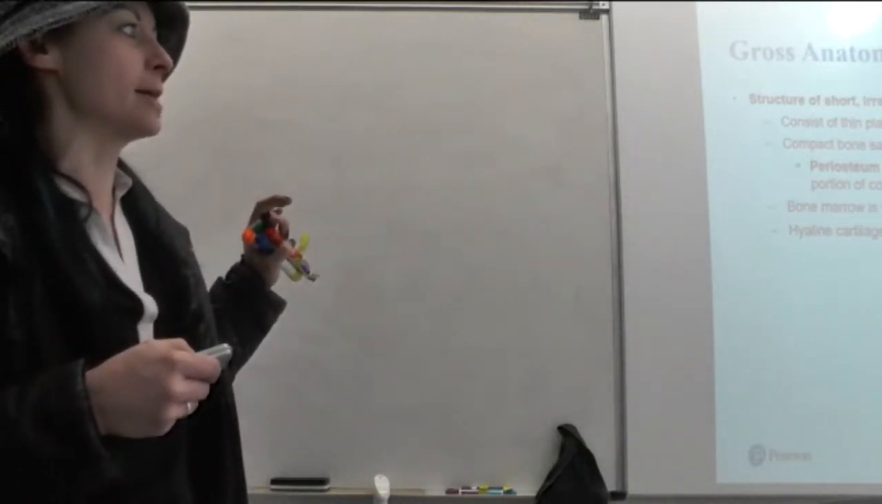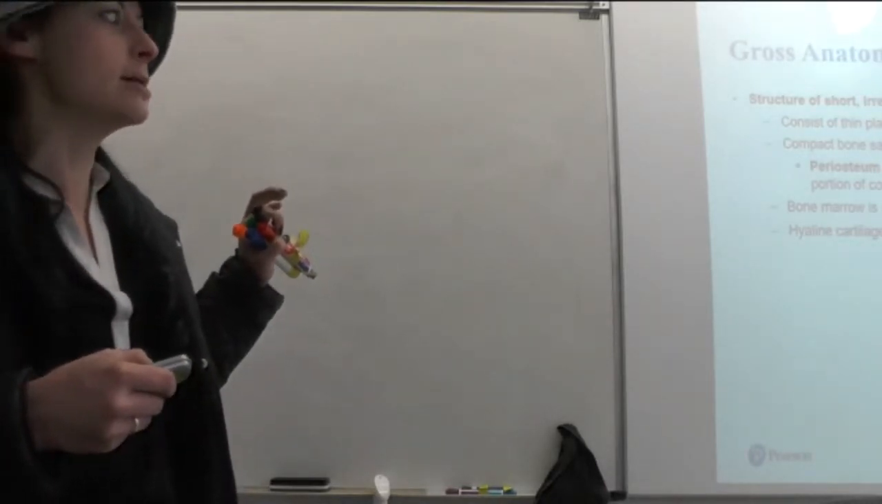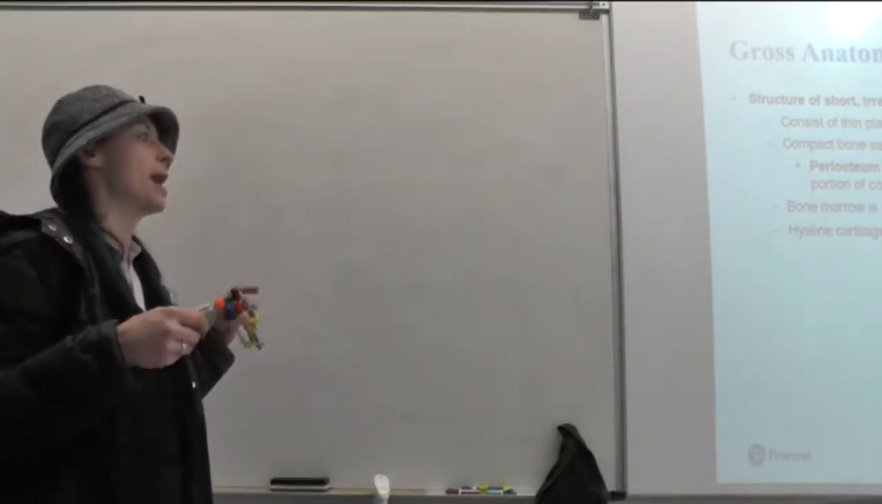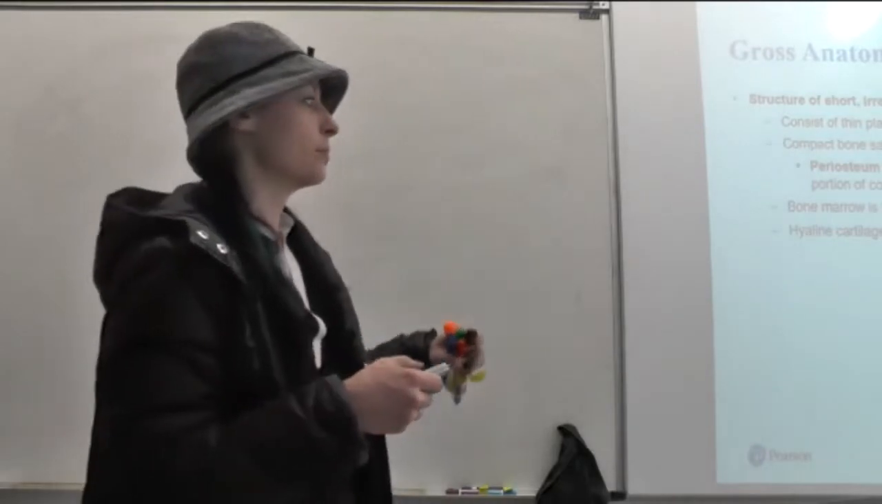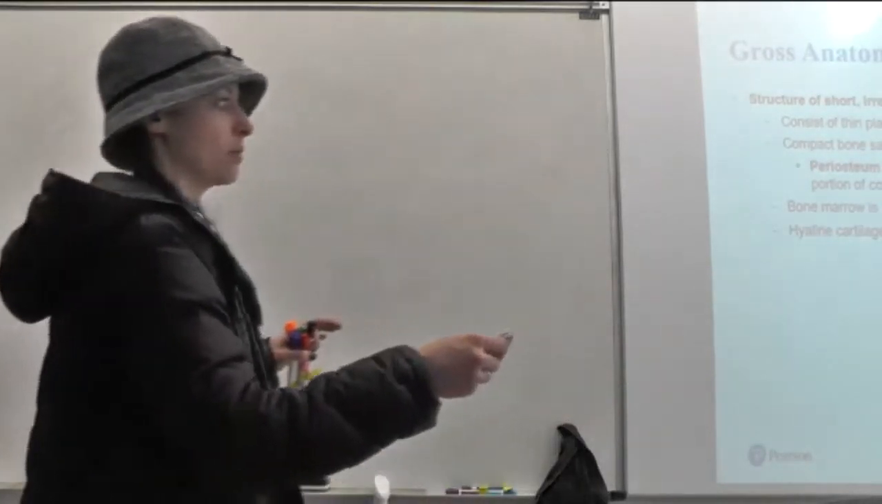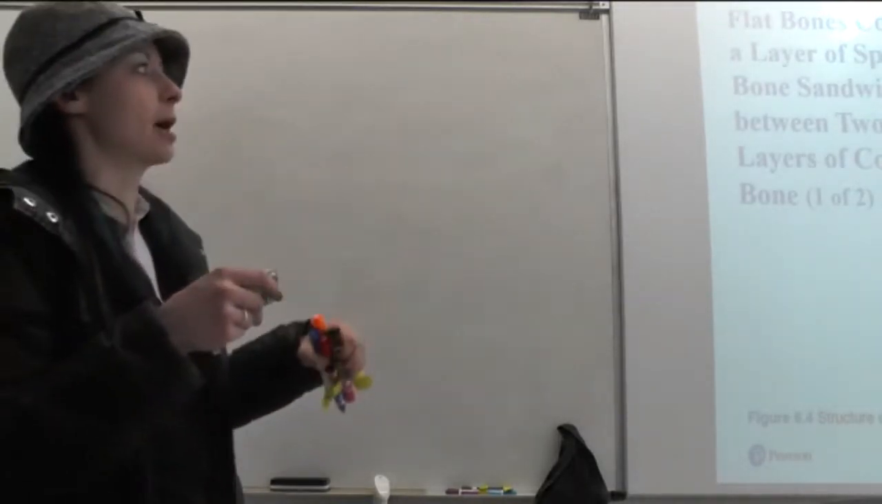Periosteum is what we find on the outside of compact bone. Endosteum is what lines the inside of our compact bone. And then within that, we'll have spongy bone, and bone marrow will be scattered throughout it. Hyaline cartilage covers the area of the bone that's any part of a movable joint, because it's articular cartilage. So this is literally what that's talking about.